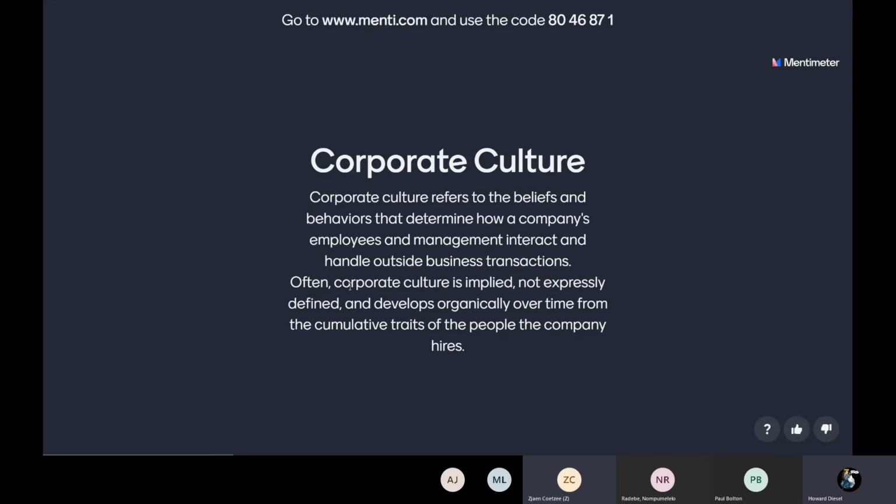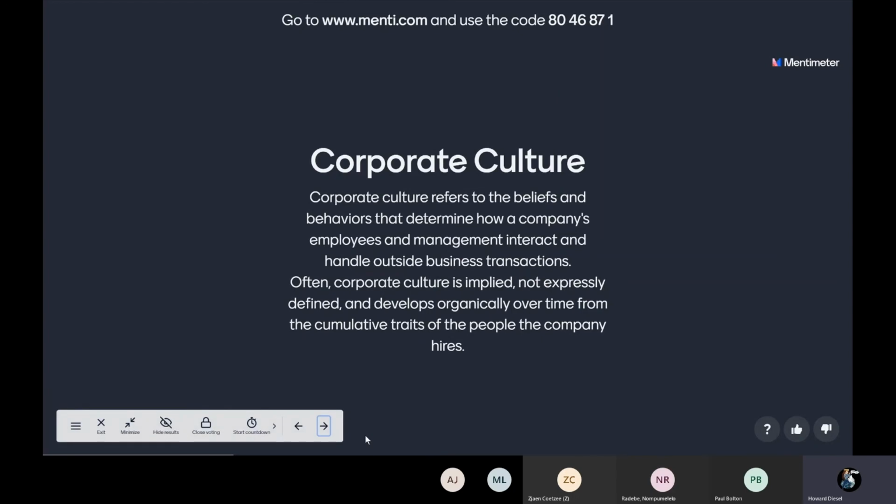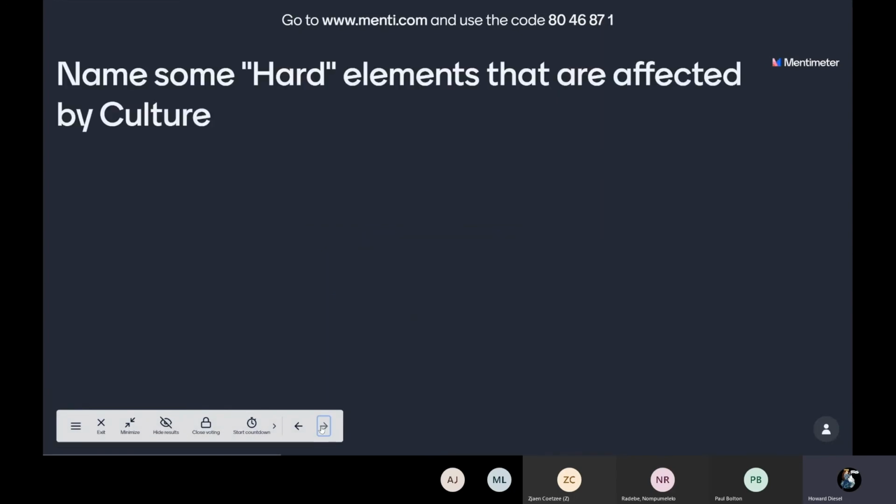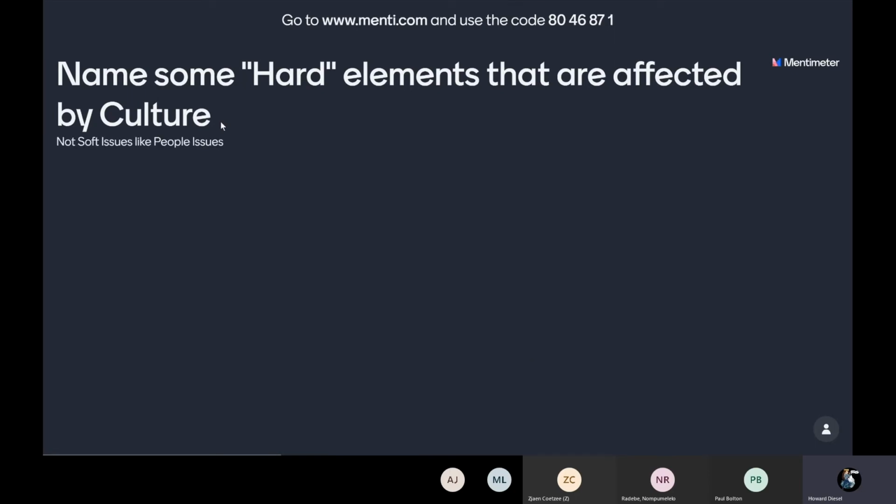Right. So it's amazing how important this is, but how little we understand, which is why you start to realize why things go wrong. So before giving you my view of the different elements of corporate culture, I wanted to ask you to give us some feedback in terms of hard elements that are affected by culture. Hard elements are the best way for me to describe them, they're not soft issues like people issues. So if you wouldn't mind just typing in a couple of things that you understand to be hard elements affected by culture.